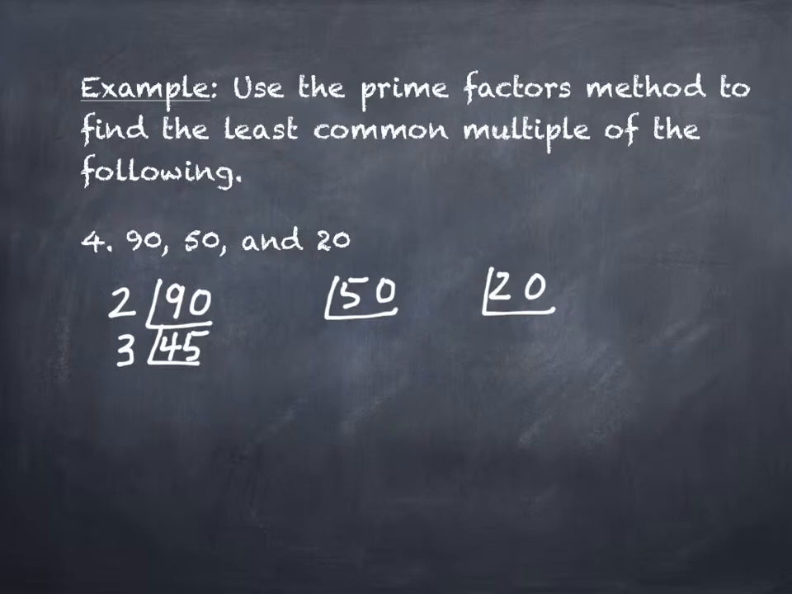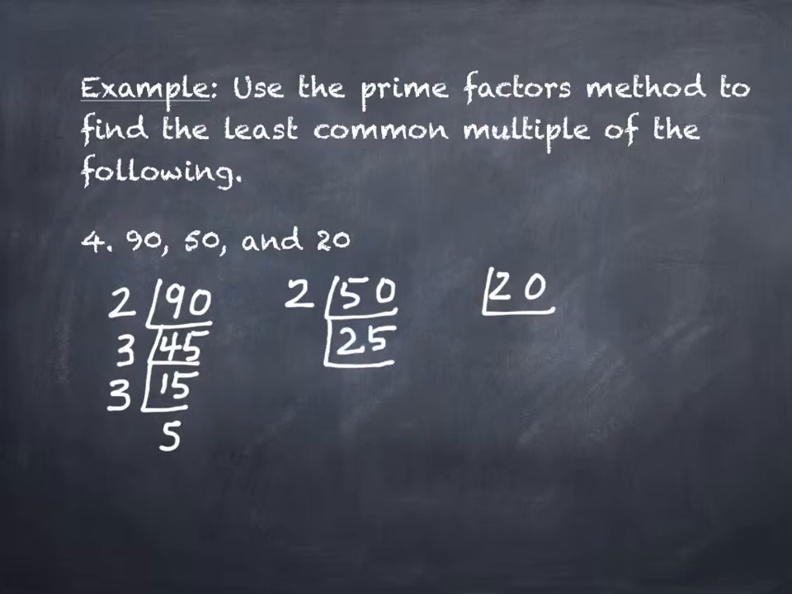All right. So what is 45 divided by 3? 15. 15 also is divisible by 3, right? And then I end up with the 5, and so the 5 is the bottom. How about 50? Smallest number that divides 50? 2. And I get 25. Smallest number that divides 25? 5. And I get 5. Smallest number that divides 20? 2. And I get 10. Smallest number that divides 10? 2. And I get 5.